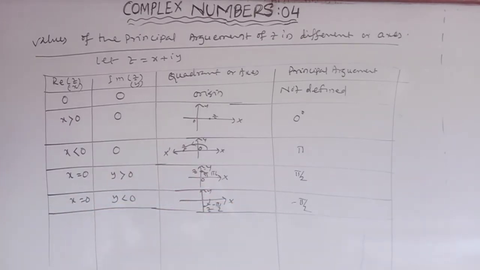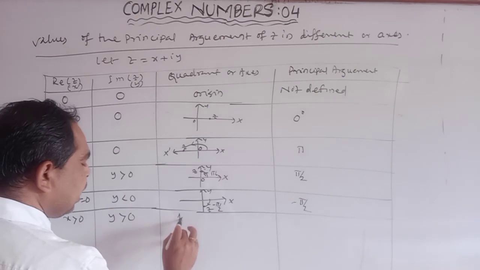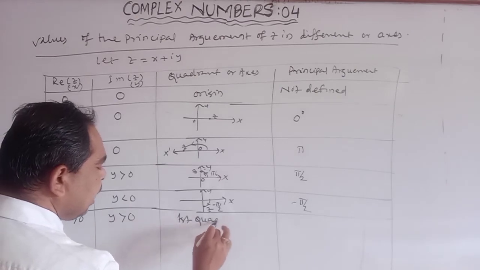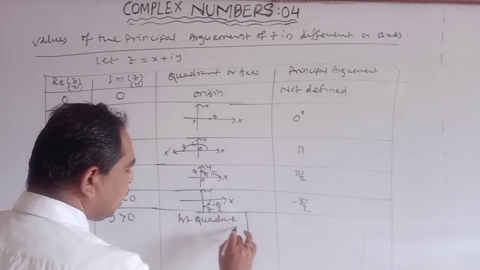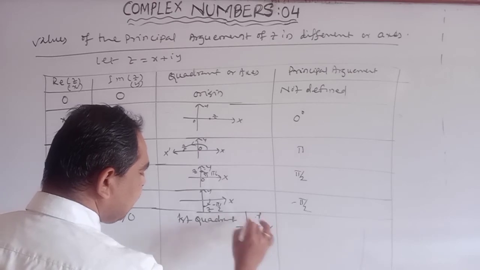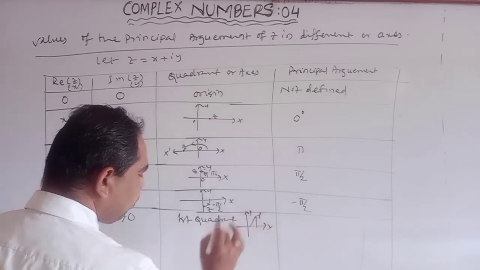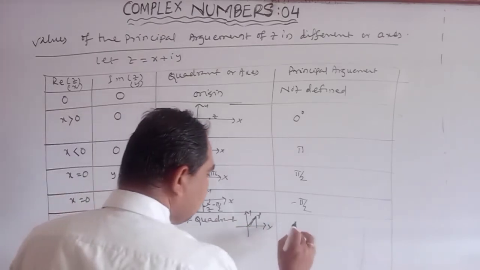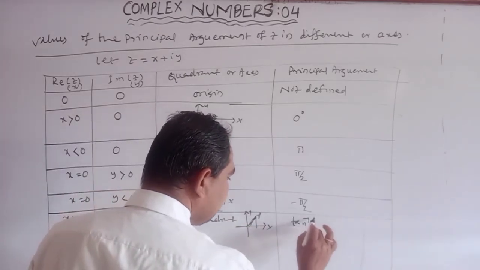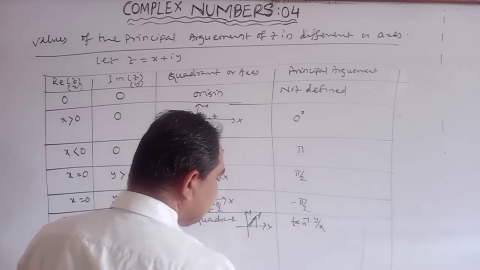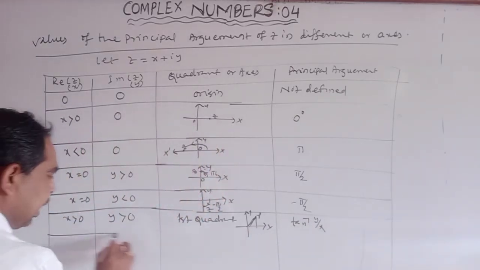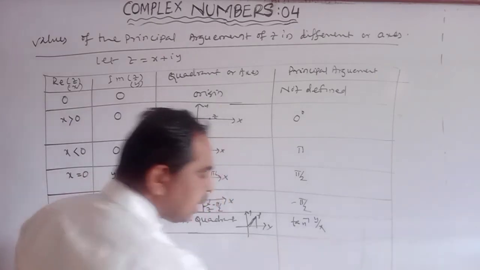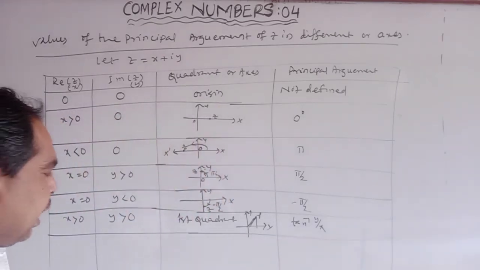Okay. If x greater than 0, y greater than 0, that means first quadrant. The point is x, y in the first quadrant. So this is tan inverse y by x. Both are positive, so tan inverse y by x.